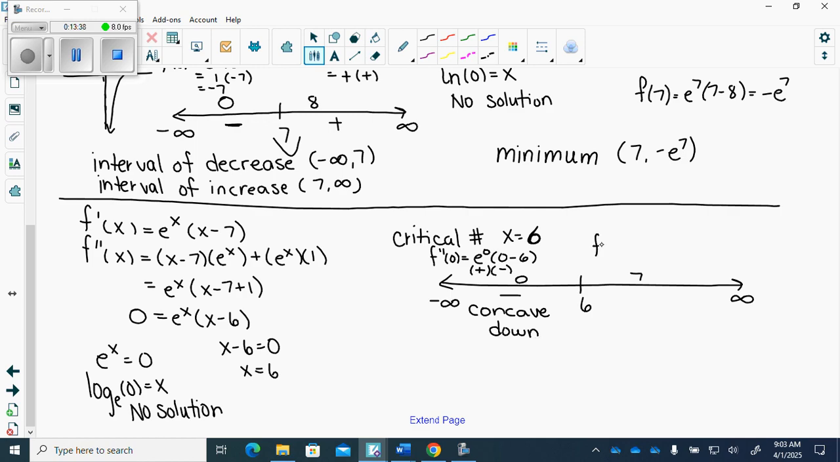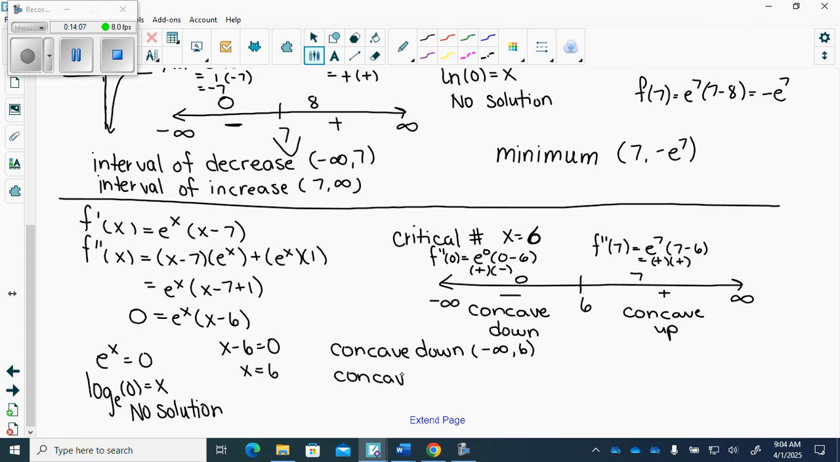Okay. F double prime of 7. E to the 7, 7 minus 6, positive times positive. So what's this one? Concave up. So we know that this graph is concave down from negative infinity to 6, concave up from 6 to infinity. And what's happening at 6? Point of inflection. The critical numbers of the second derivative give points of inflection.